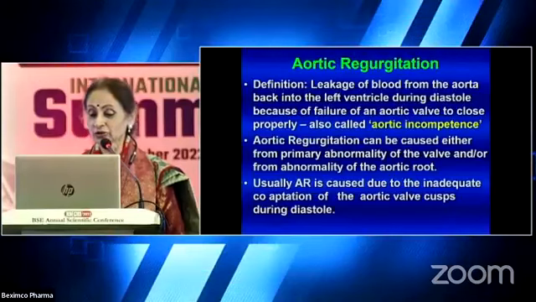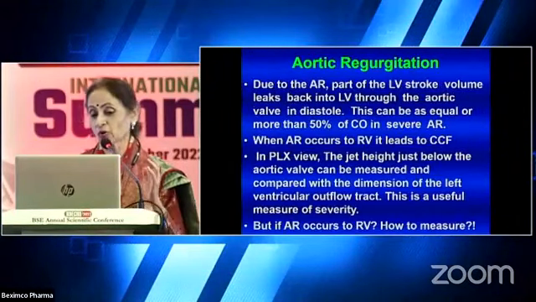You all know aortic regurgitation: leakage of blood from the aorta back into the left ventricle during diastole because of the failure of the aortic valve to close properly. It's also called aortic incompetence. There is nothing new in that. But aortic regurgitation can be caused either from a primary abnormality of the valve, and usually the AR is due to inadequate coaptation.